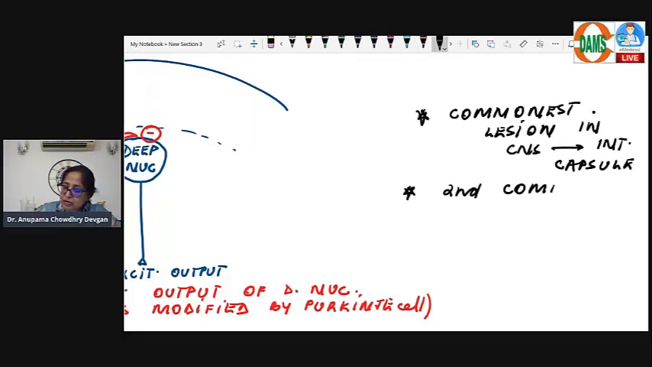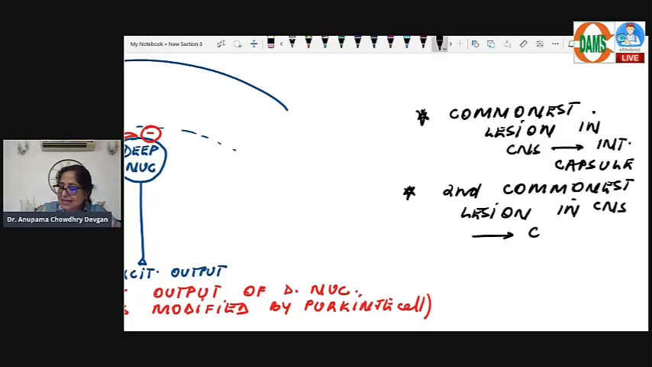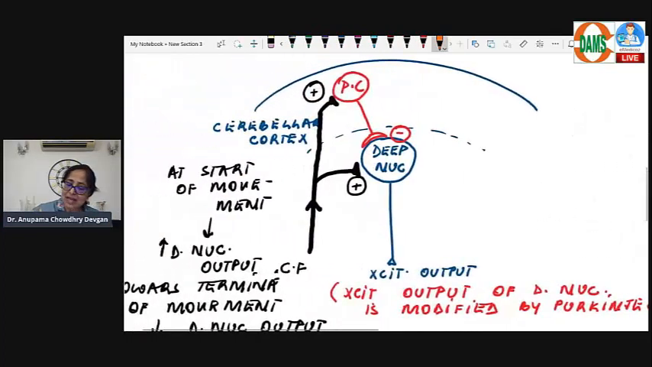Second commonest lesion in the CNS is the cerebellar cortex. This is the second commonest lesion of the cerebellum. So let's try and understand this. If there is a lesion of the cerebellar cortex, that means this inhibitory control of the Purkinje cell is gone.